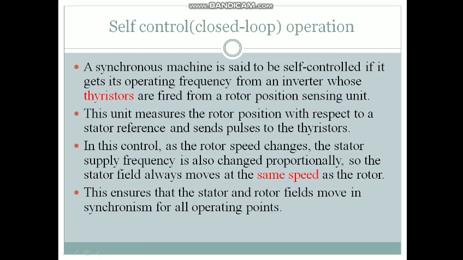A synchronous machine is said to be self-controlled if it gets its operating frequency from an inverter whose thyristors are fired from a rotor position sensing unit. Here this rotor position sensing unit is that absolute position encoder. It measures the rotor position with respect to the stator reference and sends pulses to the thyristors, which are nothing but on-off switches.